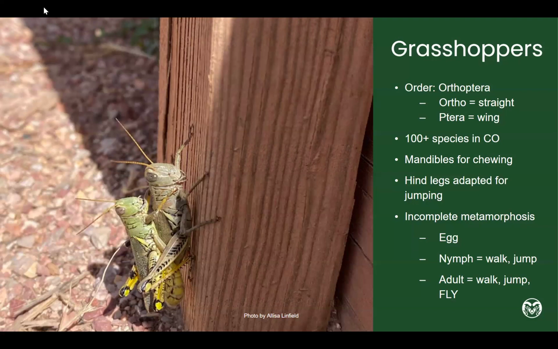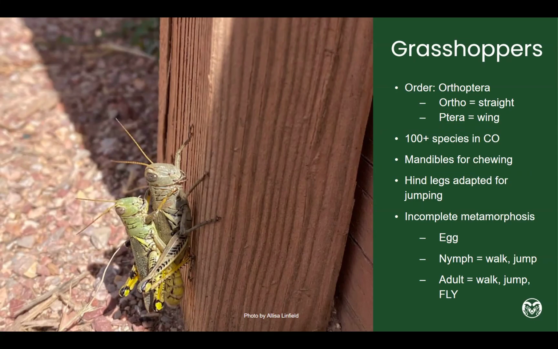Grasshoppers have mandibles that are used for chewing, and you can see that pictured here. We have these chewing mouth parts, and then they have hind legs that are adapted for jumping and traveling long distances. We're going to talk more about their life cycle, but to briefly summarize, they hatch from eggs. These eggs are overwintering in the soil, and then the grasshoppers are hatching now, so they have already begun to hatch.